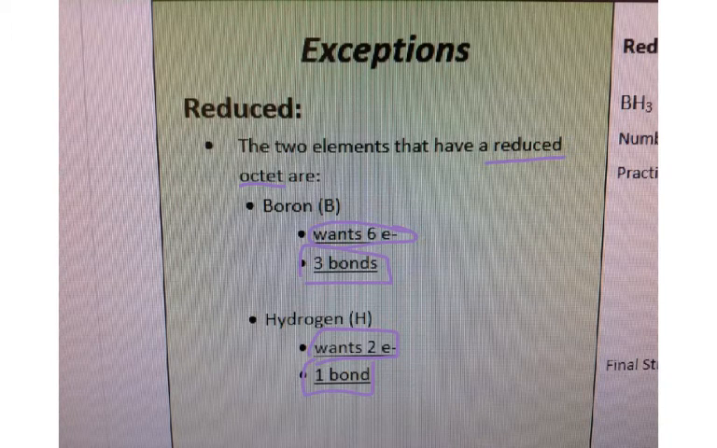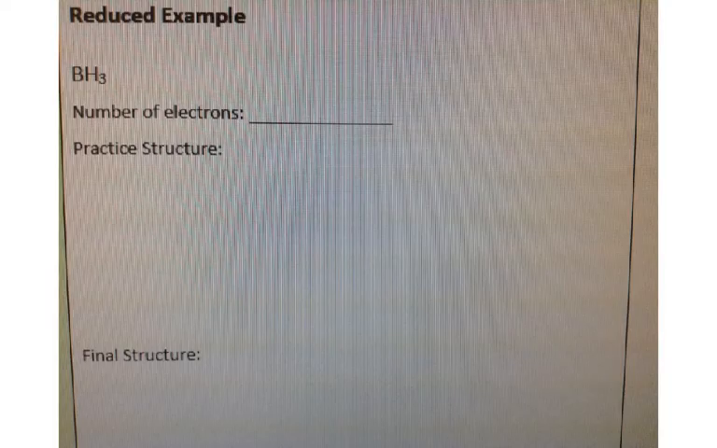And these are always the case, okay? So boron will always want 6 and hydrogen will always want 2. So let's just try a straight out example of this. When we are drawing BH3, we first, as always, need to figure out the number of electrons. Boron has 3 valence electrons. Hydrogen has 1 valence electron, but we have 3 of them. So we have a total of 3 plus 3, so 6 electrons at our disposal.